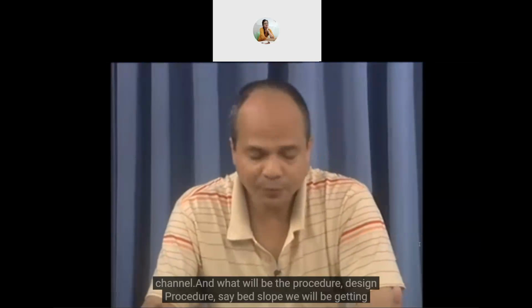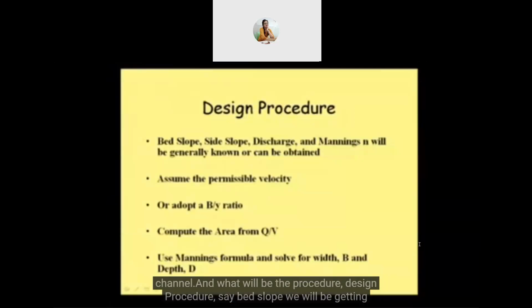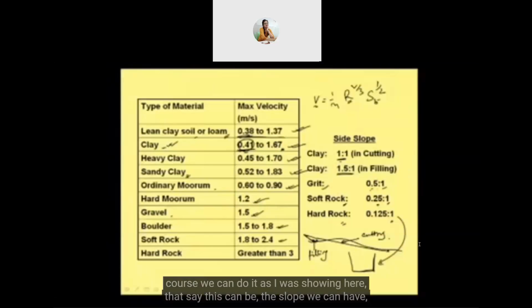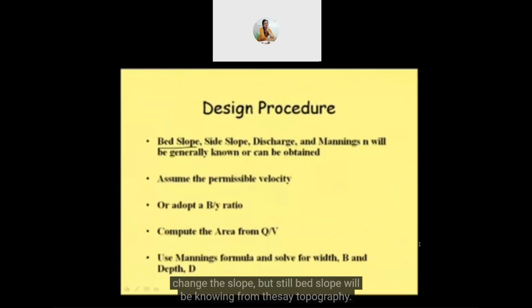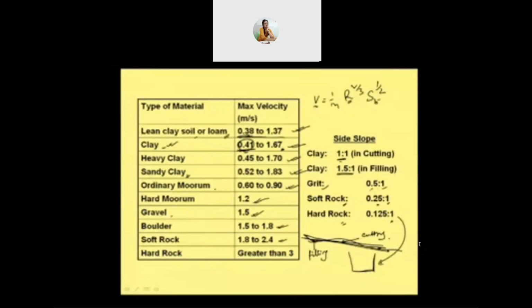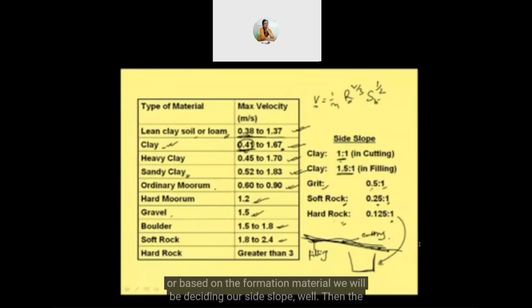And what will be the design procedure? Say bed slope we will be getting from the topography as I have explained. We have very small scope of manipulating that. Of course, as I was showing here, if we cut this portion or fill up this portion, we can have a slightly different slope. So slight manipulation is possible, but grossly we cannot change the slope. Then the side slope: the last slide will give us the side slope based on the formation material.